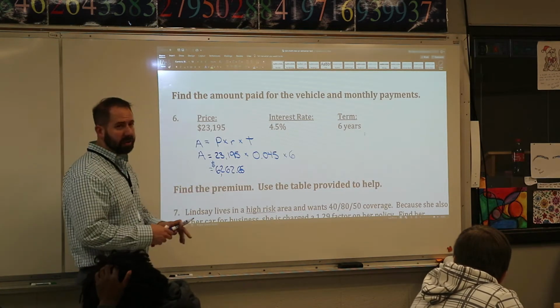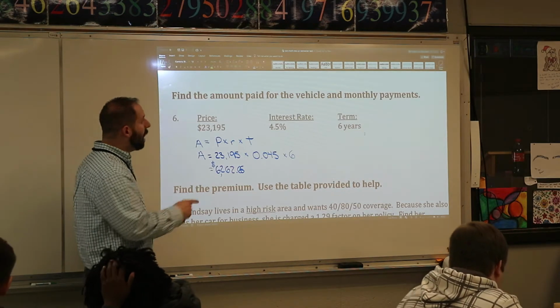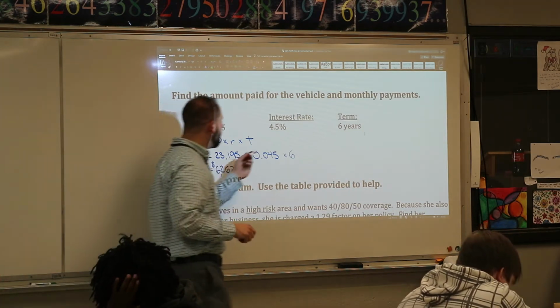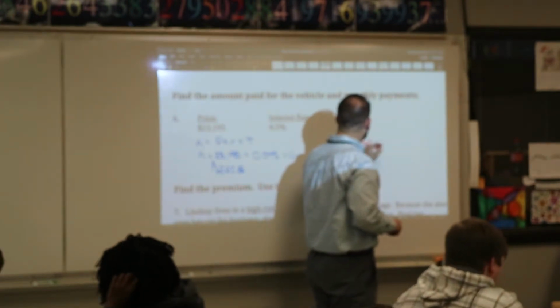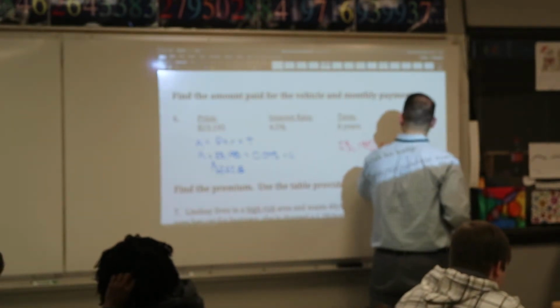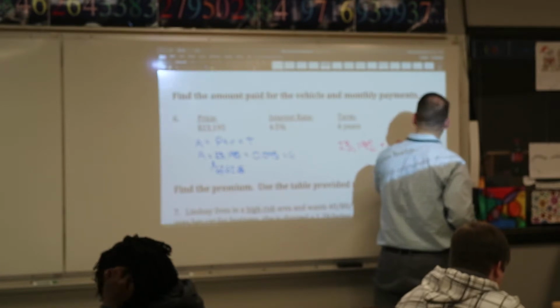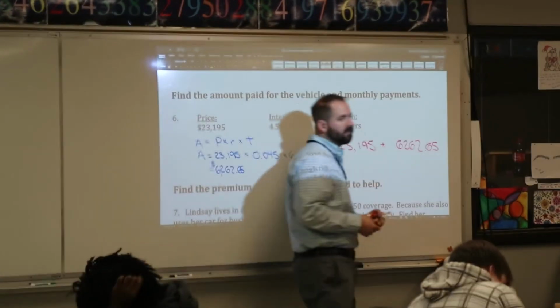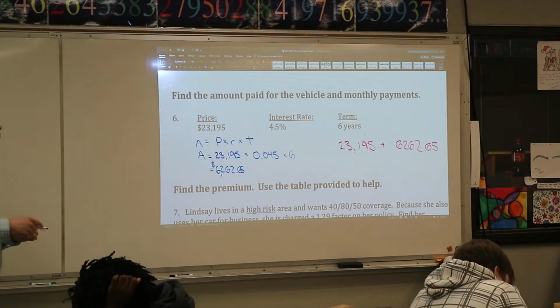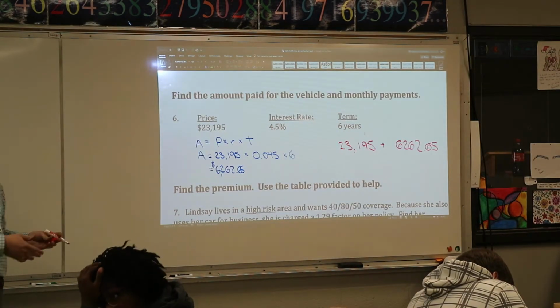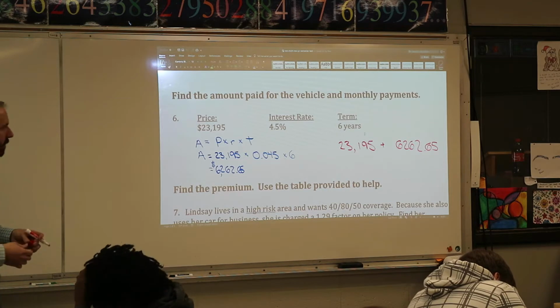So my total that I'm going to pay for the car, the amount paid for the car, is you take your $23,000 and you add the extra, 6262.65. This will be one of the parts in the first part of the sentence you have to state, because you have to restate the question and answer it. Whatever those add up to be, that's what your answer is in the very first part.